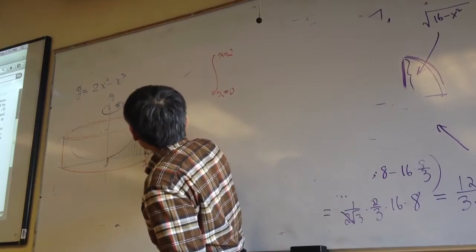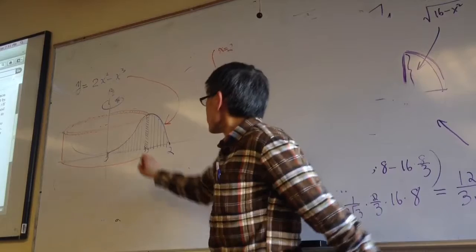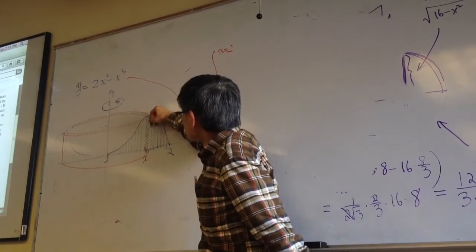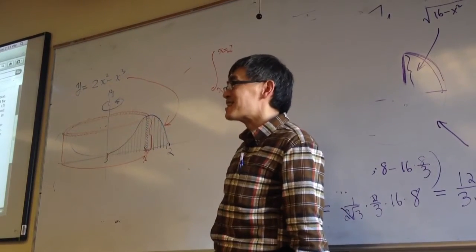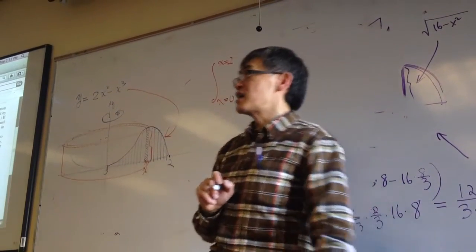Now, what is this curve here? This curve here is this curve, correct? So if this point is x, what is this one? That would be y. Is that right? So what is that y? Y is 2x squared minus x cubed.